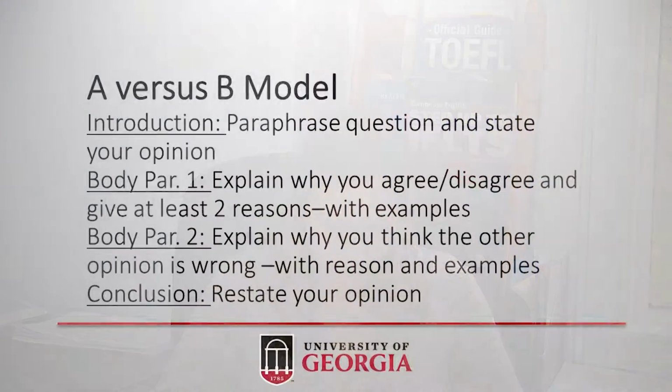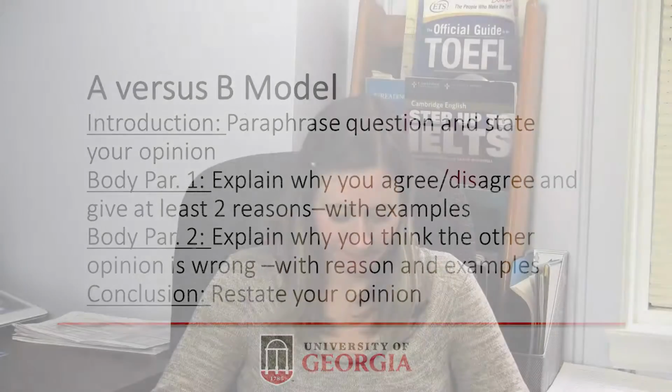Another model type that you can use for agree or disagree completely is the A versus B model. So let's look at how this is different. Check out the outline on the screen. This is where your body paragraph 1 explains why you either agree or disagree and gives at least 2 reasons to support your point of view. Then your body paragraph 2 explains why the other point of view is wrong, with some reasons to support those ideas. This is not a better or worse model than the first, just a different way to organize your essay.